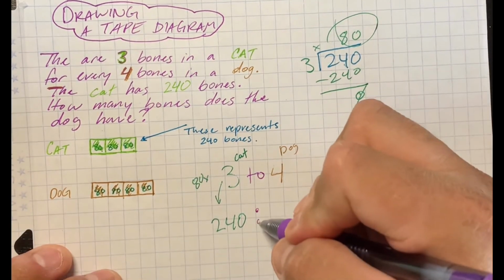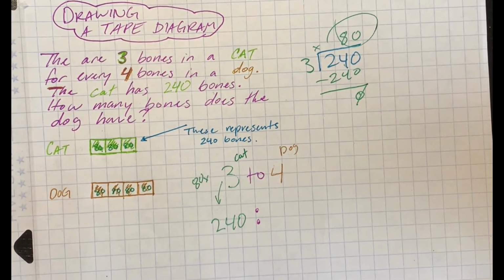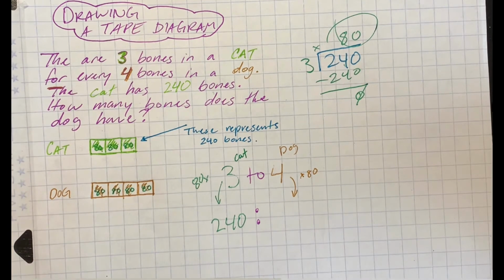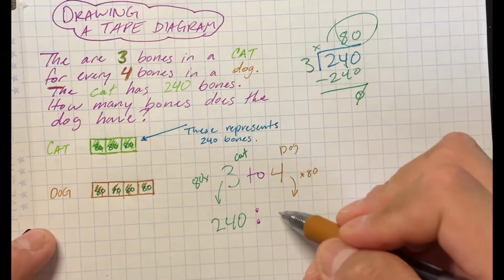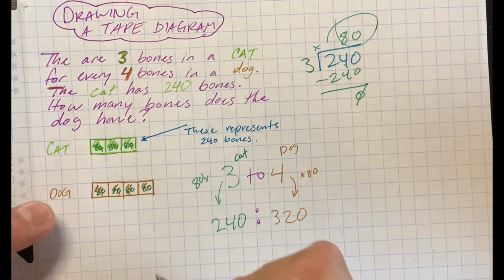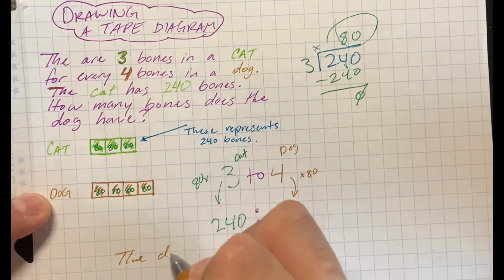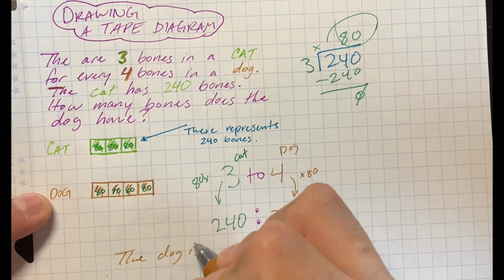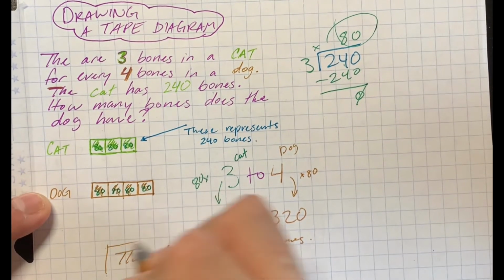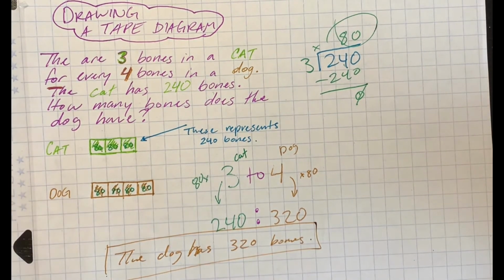And then the dog. We're going to have to multiply that by 80 too. So 80 times 4 will be 320. So the dog has 320 bones. Again, we're using equivalent ratios and multiplicative operations here. So you just have to really pay attention to what was mentioned first and what was mentioned second. Okay, let's move on to the next one.